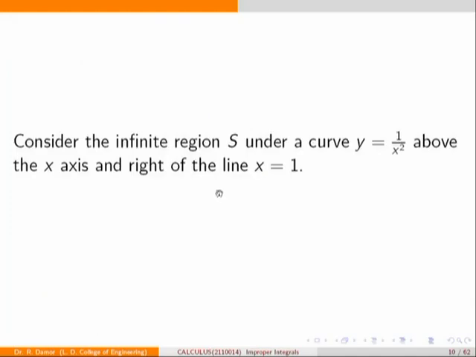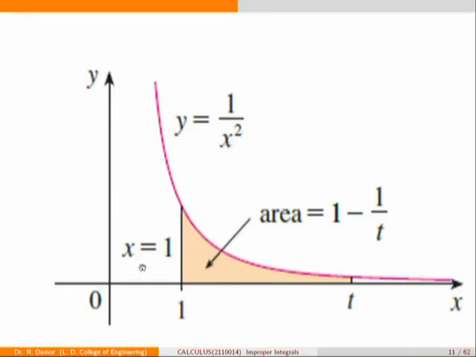Now say this, suppose I consider the region S under the curve y equal to 1 upon x square, above the x-axis and to the right of the line x equal to 1. So I can consider this f(x), or y equal to 1 upon x square, above the x-axis and right of the line x equal to 1. See this, this is my curve y equal to 1 upon x square.